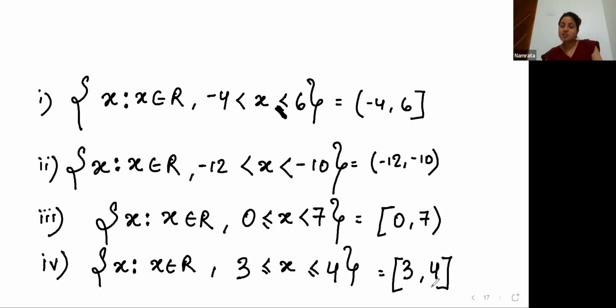Perfect. So this is how we will represent the given sets in interval notation. And open interval, closed interval. Open interval means both the end points are not included. And closed interval means both the end points are included in the set. Okay.